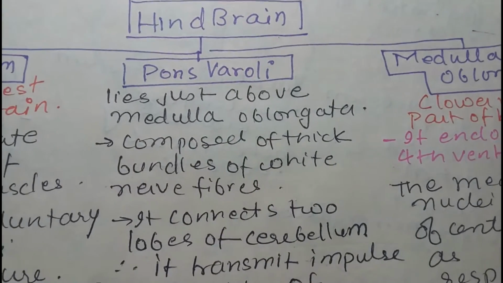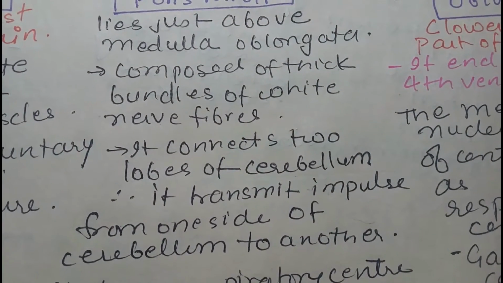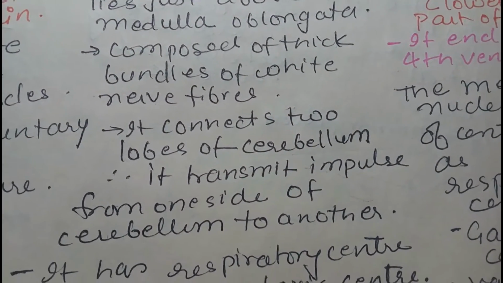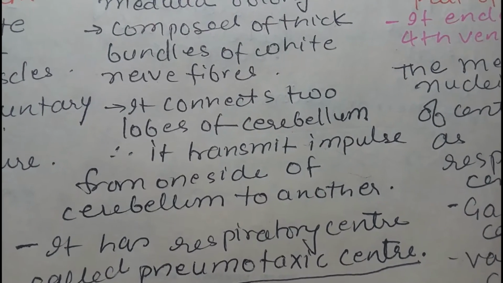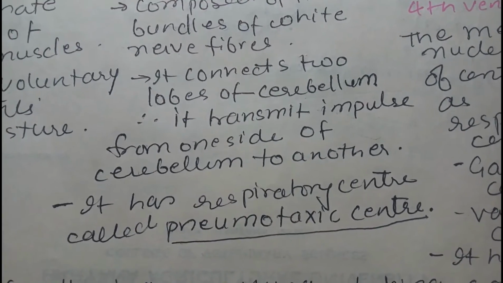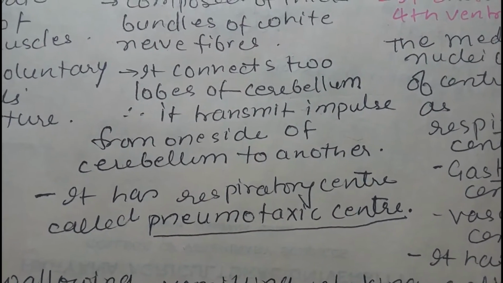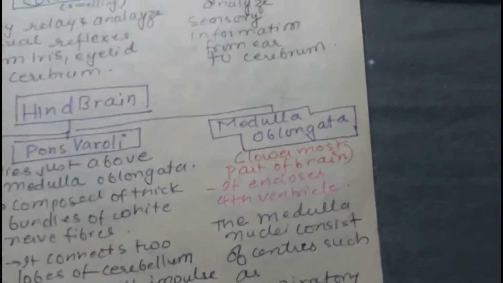Pons varolii lies just above the medulla oblongata and is composed of thick bundles of white nerve fibers. It connects the two lobes of the cerebellum and transmits impulses from one side of the cerebellum to the other. It has a respiratory center called the pneumotaxic center.